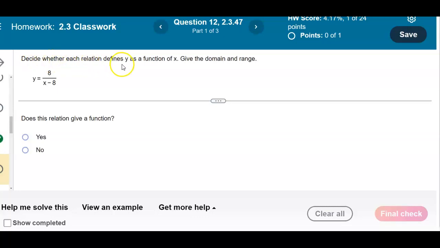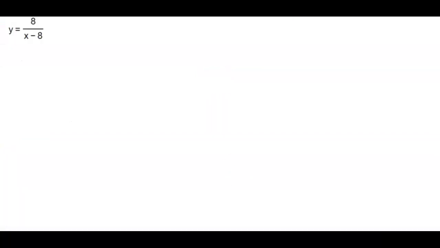Decide whether each relation defines y as a function of x, and then give the domain and the range. All right, so let's take a look at this. We have y equals 8 over x minus 8.